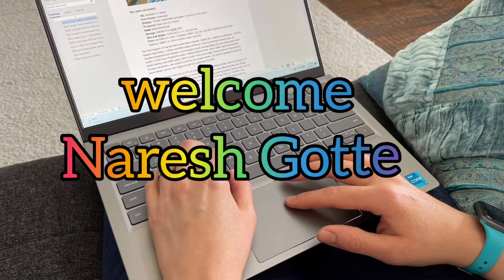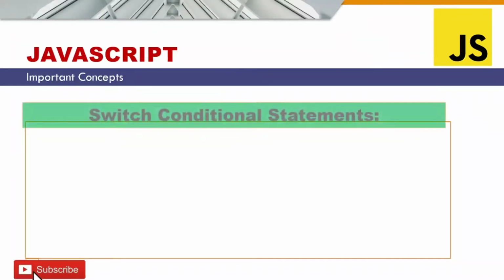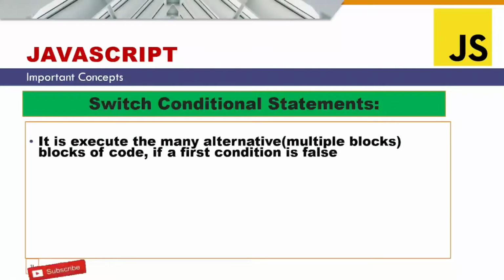I am your Naresh. Today we are going to discuss one more important concept in JavaScript programming, that we can call switch control statements. This is used to handle multiple conditions of blocks of code in JavaScript programming. It executes many alternative blocks of code. If the first condition is false, then we can run the other conditions in our programming.